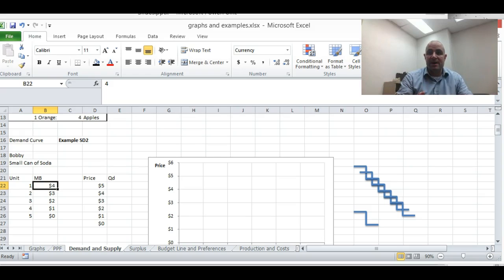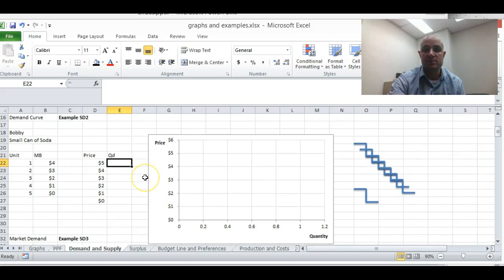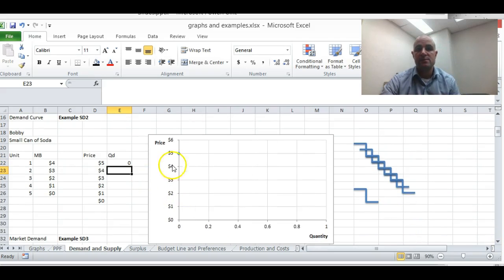It's worth it for him to buy it. So let's go down and look at this. Let's say the price is $5. All right, so it costs $5. At $5, he's not going to buy the first one. It's only worth $4 to him. It costs $5, so it costs more than it's worth. He's not going to buy it. So at $5, his quantity demanded, down here, is going to be 0. All right, so we have the point here.